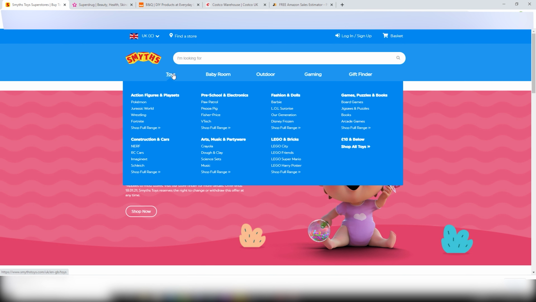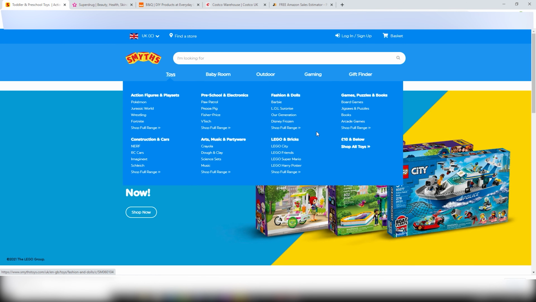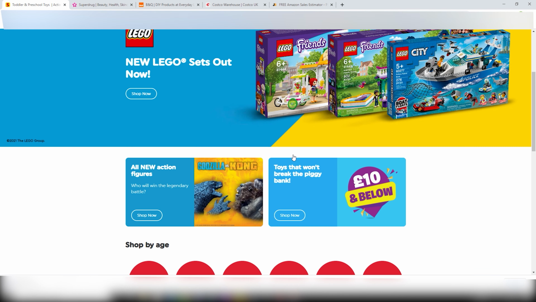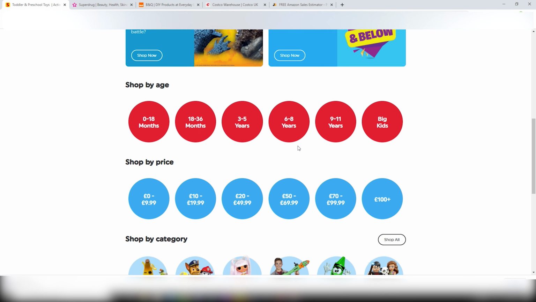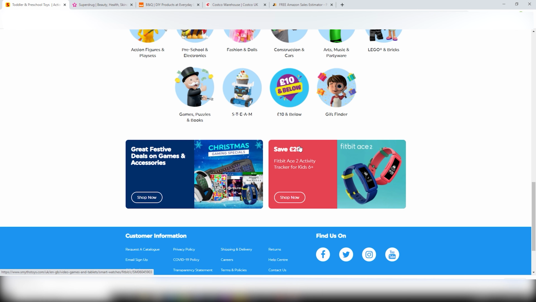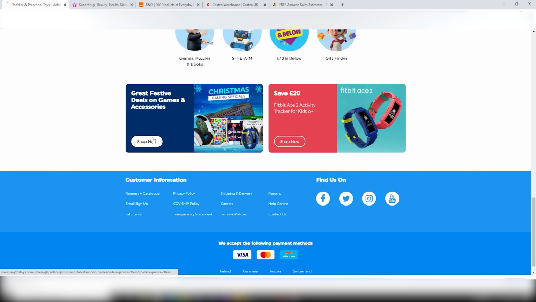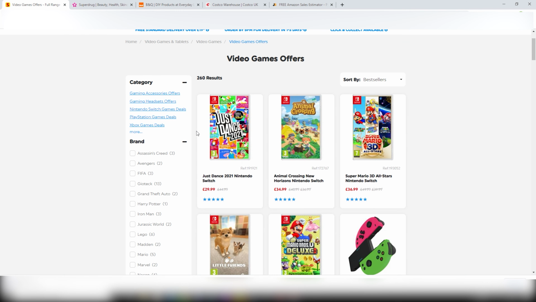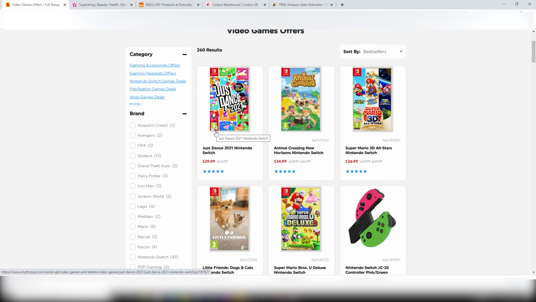So first off, I thought I'd check out Smith's Toys. They're one of the bigger toy retailers here in the UK. Generally, when you're looking for things to sell via arbitrage, you want to be looking at things that are on sale. That's usually where you can find the biggest price disparity, because there isn't a continuous supply for people to jump on. So I thought I'd check out video game offers to begin with.